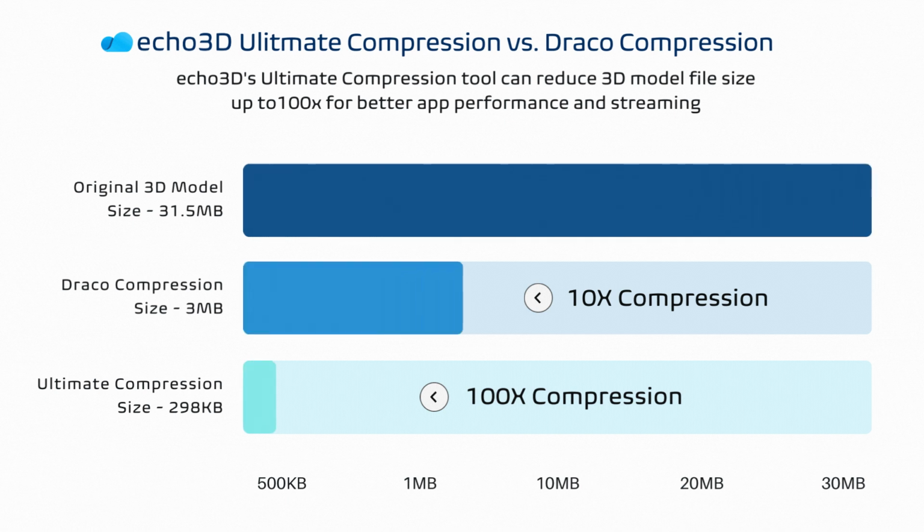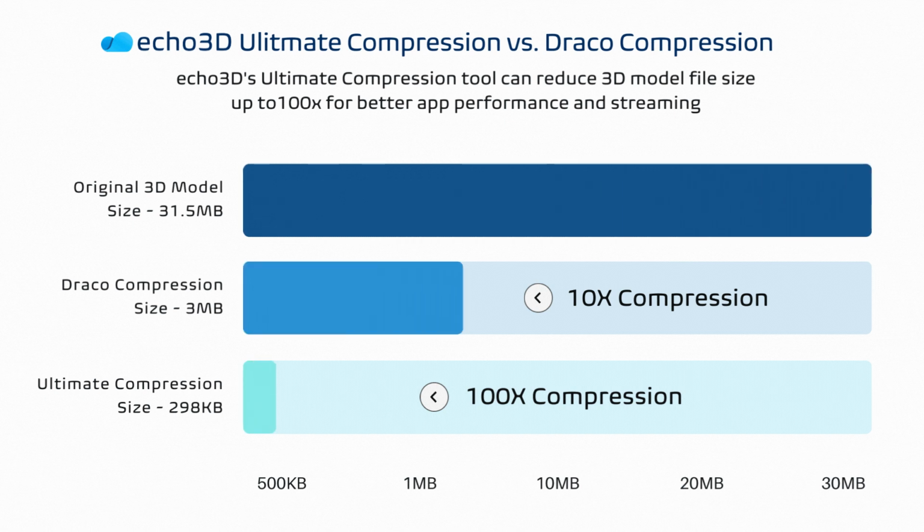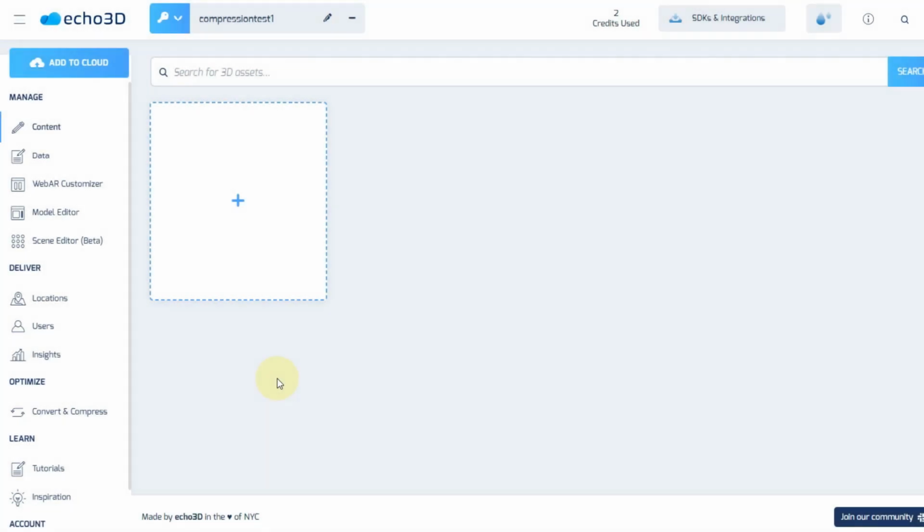echo3D has different options for converting and compressing files, one of them being the Draco compression tool by Google, and we also have our own in-house tool, which is the ultimate compression tool. I'll show you how both of those work. Draco typically reduces file sizes by 10x, while echo3D's ultimate compression tool can reduce file size by 100x.